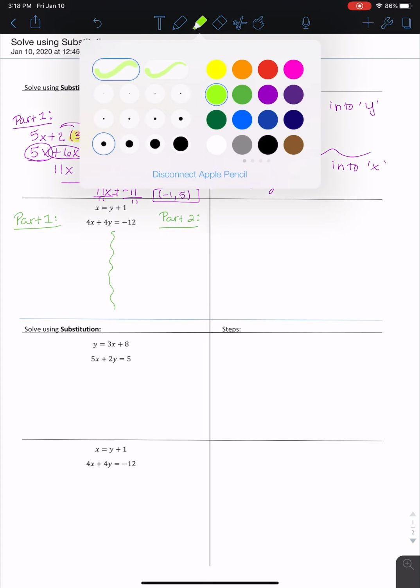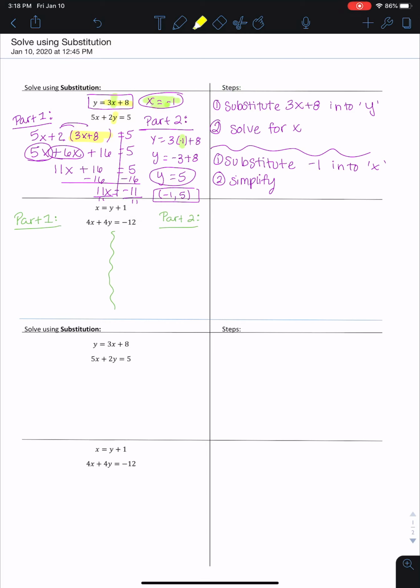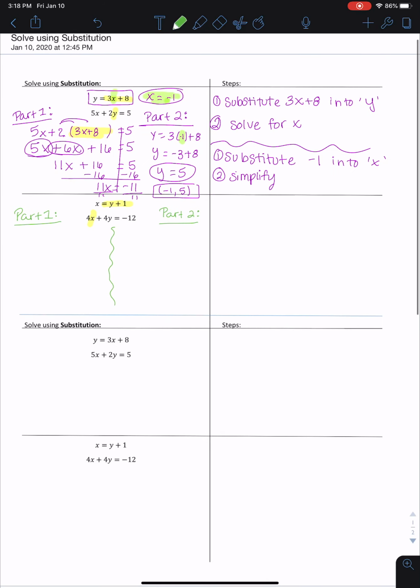Okay, now we're going to highlight the equation that already has something solved. This one isn't solved for y, it's solved for x. So I'm going to take this piece that means x and put it in place of x, okay? So I copy my equation, but in place of x, I use y plus 1. So 4, instead of x, y plus 1, plus 4y equals negative 12. So step 1, substitute y plus 1 for x.